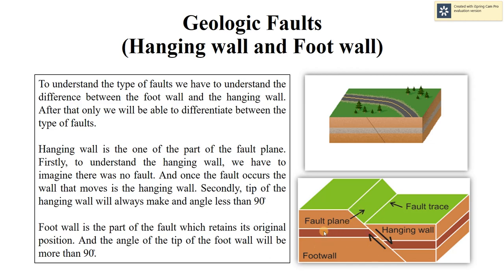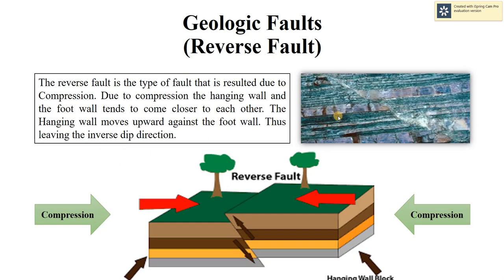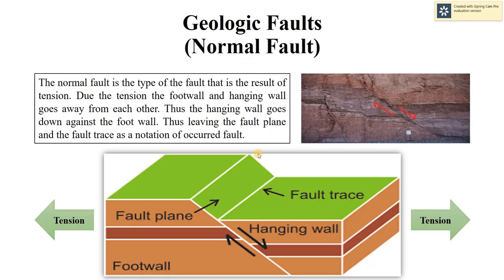So always remember two characteristics: shoe, you put the foot in the shoe, that's why it's a footwall, and the hanging wall is a wall that hangs down or hangs up. Whatever we define, whether it's a normal fault or a reverse fault, both will be defined through the difference between the footwall and the hanging wall's position. Now, the normal fault is a type of fault that is a result of tension.